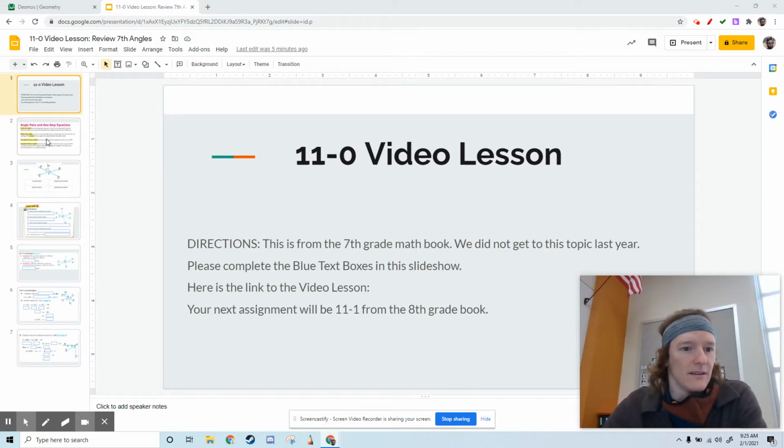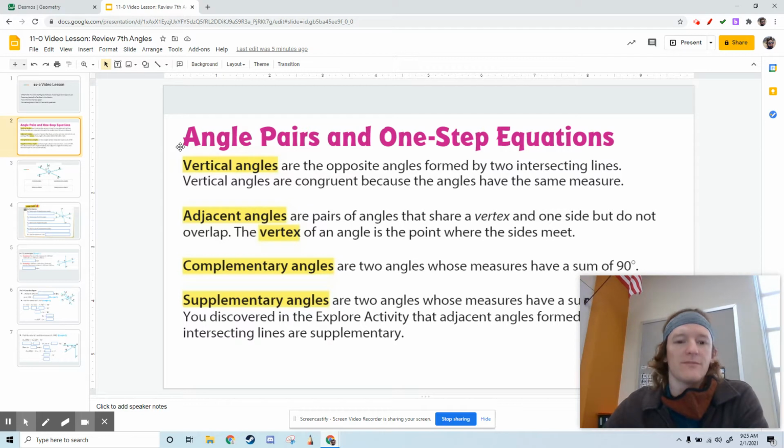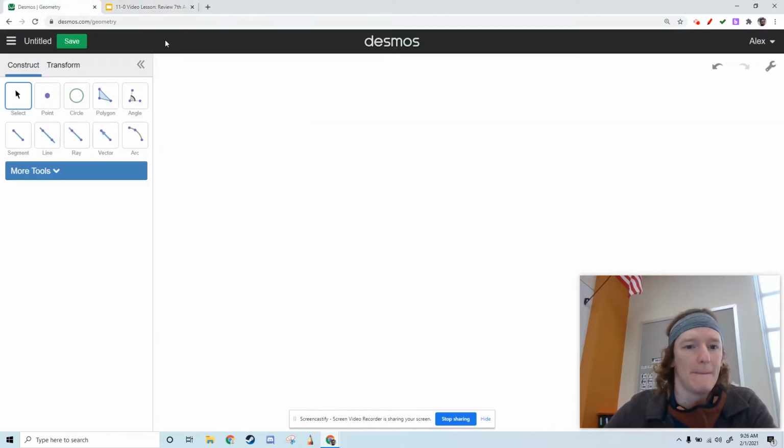So we're going to have 4 different types of vocabulary words for this lesson, and these are involving angles. So these are angle pairs. Don't worry about the equations part right now. The first type is called a vertical angle, and these are the opposite angles that are formed by 2 intersecting lines. Vertical angles are congruent because the angles have the same measure.